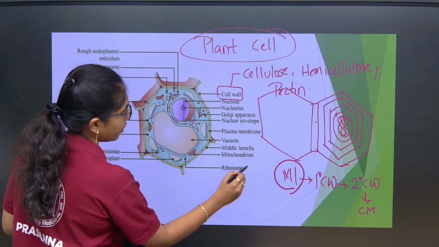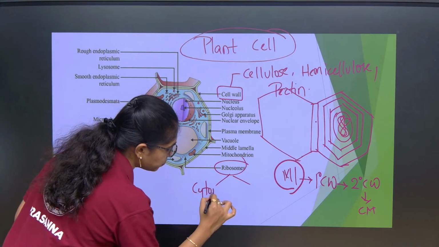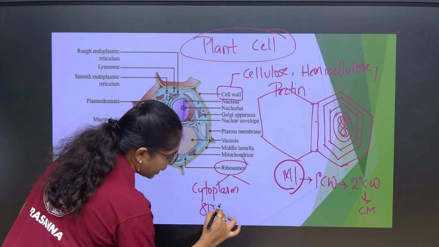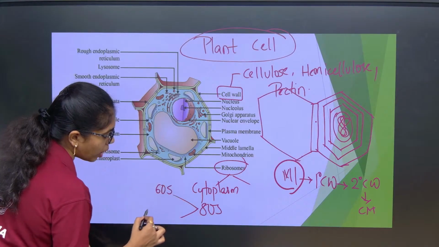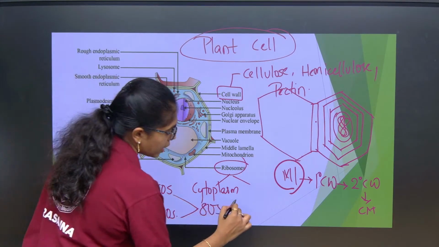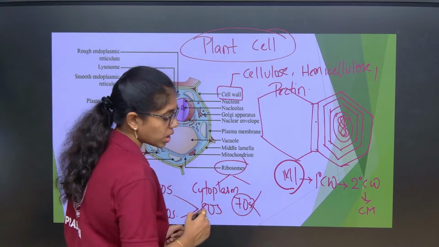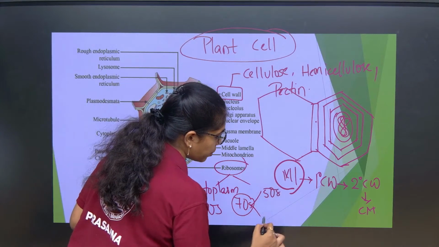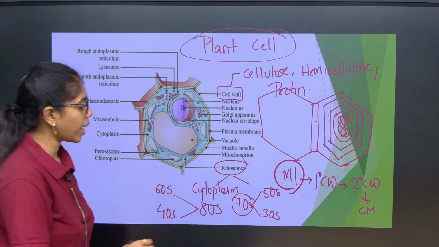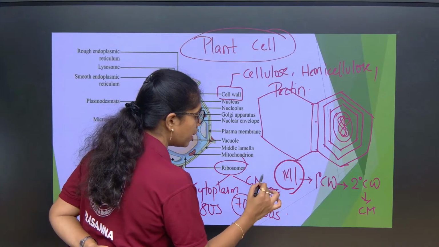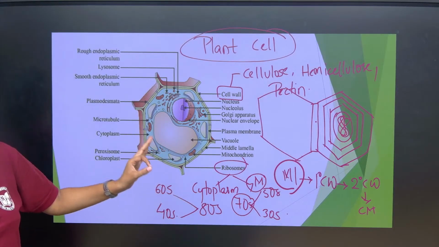Ribosome. Ribosomes are the only non-membrane bound organelles. Ribosomes in the cytoplasm are 80S. The larger subunit in 80S ribosomes is 60S, and the smaller subunit is 40S. In 70S type of ribosomes, the larger subunit is 50S and the smaller subunit is 30S. That is it. Simple, right? This 70S type of ribosome is present where? In the chloroplast and mitochondria of a plant cell.